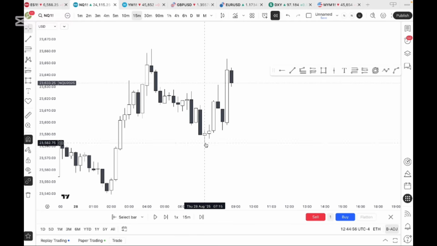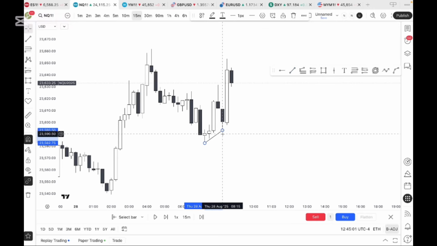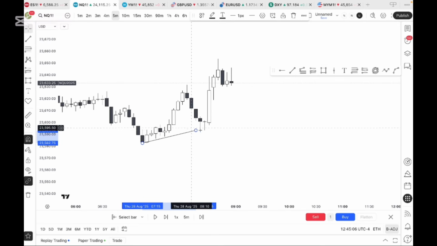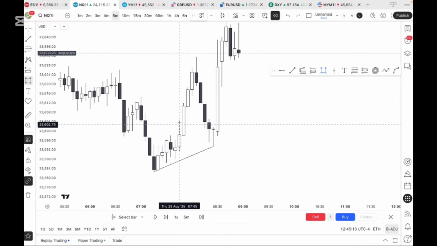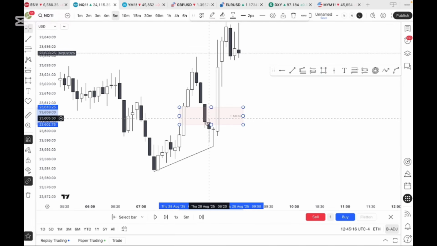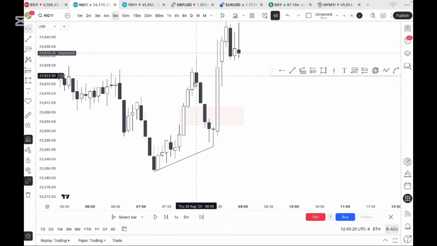What do we see? When we get that 90-minute sequential SMT right here, I actually didn't even use any order block entry or anything like that. I took an SMT entry, but I still kind of use this fair value gap to gauge where price should go before I enter. So I didn't get filled right here. I think I got filled around the CE of this gap.